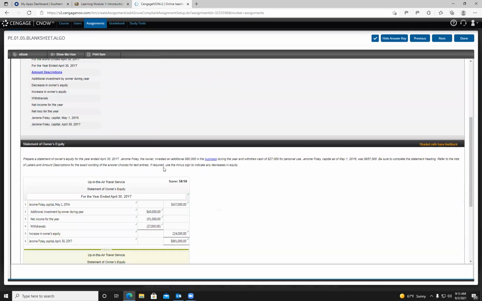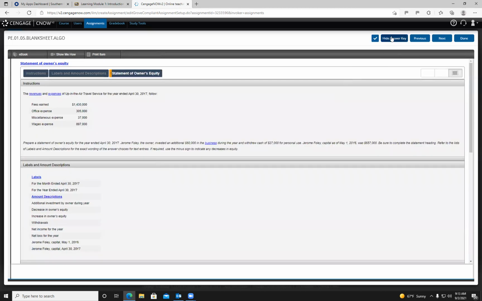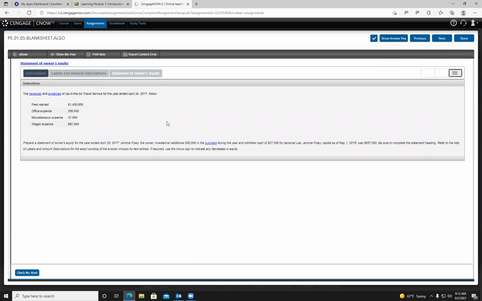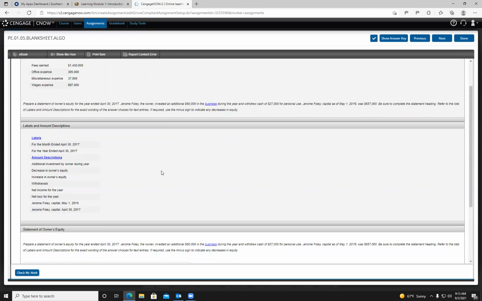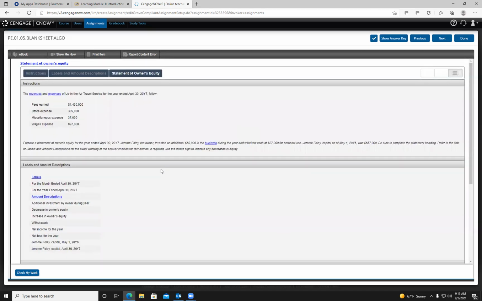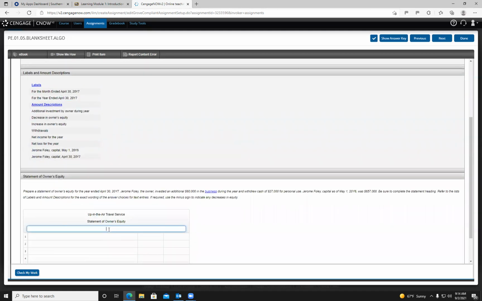Now we're going to move on to our statement of owner's equity and how to calculate a statement of owner's equity. All right, so the first thing I'm going to do is I'm going to start out with my labels. So this says prepare a statement of owner's equity for the year ended April 30th. So it's not the month ended, it's the year ended. So you got to make sure you select the right label. And again, you can just copy and paste it down. Makes it so much easier.